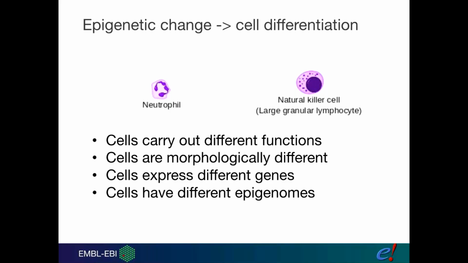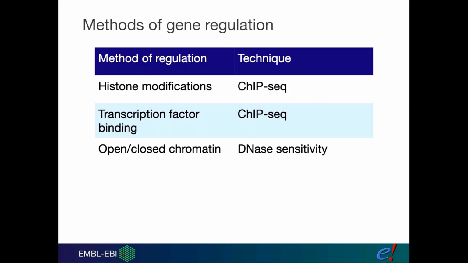So the methods of gene regulation that we use in Ensembl to predict our regions that regulate gene expression: we use histone modification data, which we get from ChIP-seq. We use transcription factor binding data, also from ChIP-seq, and I'm including in that RNA polymerase and CTCF, RNA polymerase being the ultimate transcription factor. And we use open chromatin data, which we get from DNase sensitivity. I know that FAIRE is sort of taking over from that a bit, but we don't have any of that data, I don't think, yet.